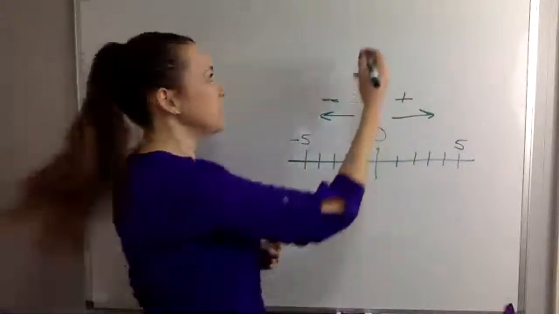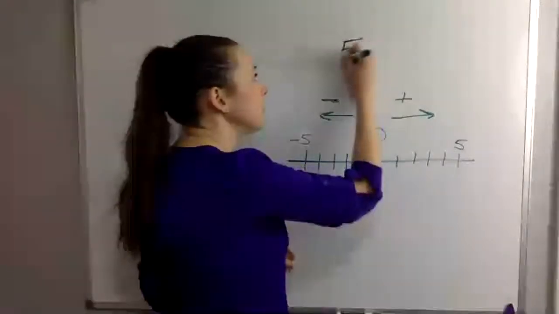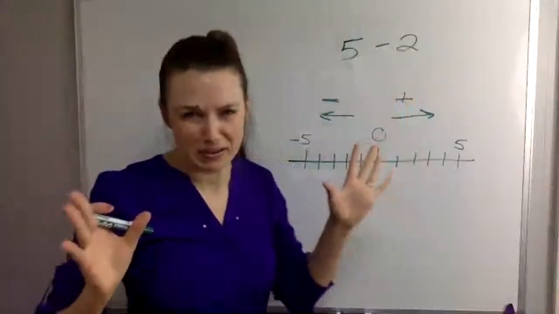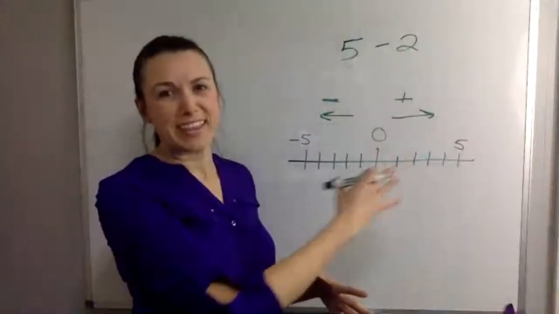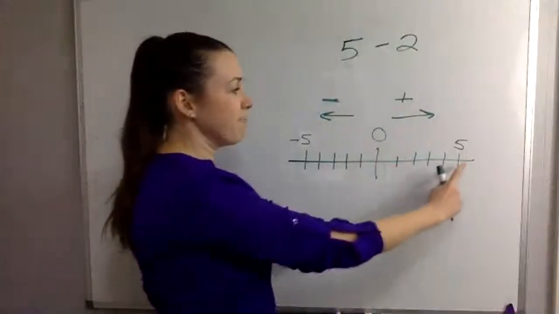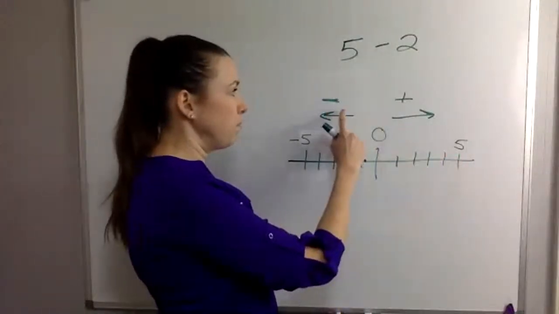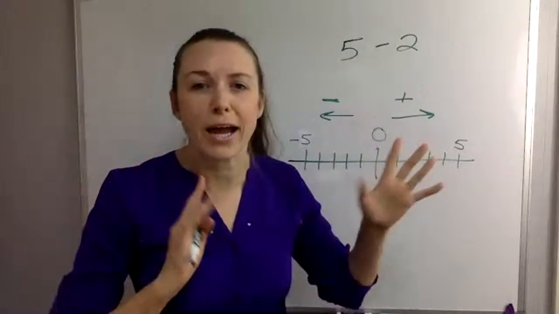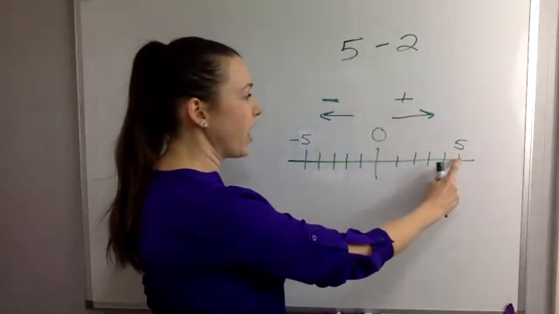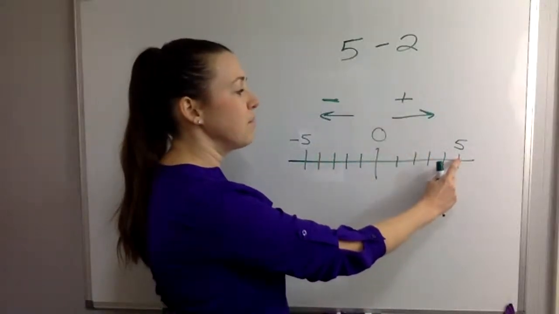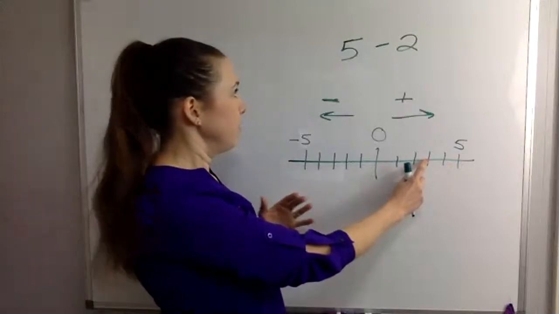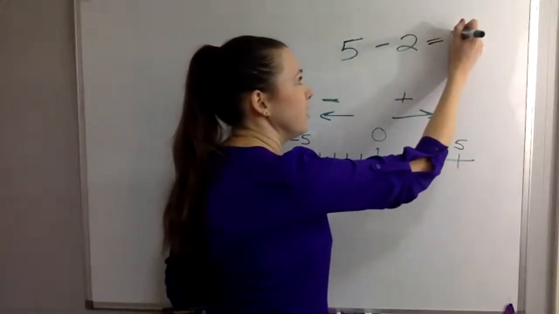Okay, so let's practice. I'm going to say 5 minus 2. Okay, we know how to do this, right? It's not hard. But let me show you with this. So I'm going to say 5, and then remember, we go to the left when we minus. Whenever I say minus, subtract, same thing. Okay, so 5, and then I pay $2, and now I'm at 3, right? So 5 minus 2 is 3.